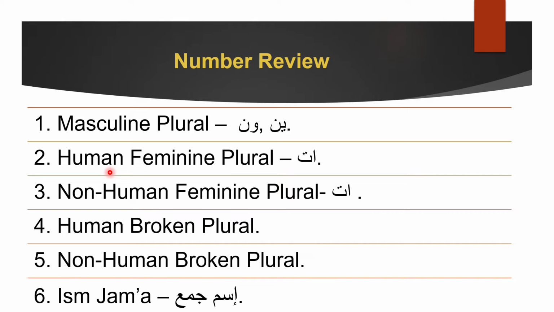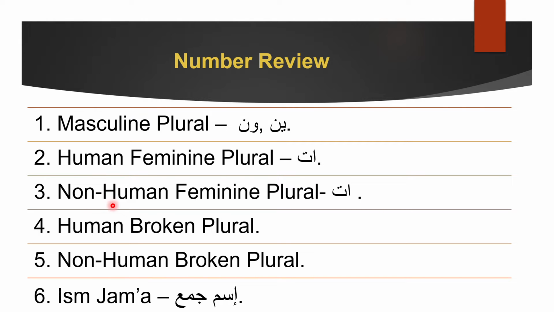Great. Next we come to human feminine plural, atun. This we learned from the Muslim atun chart again, and we learned the difference between human and non-human. In Arabic, human first of all means human beings and angels and then jinns. Non-human means animals and things. That's what we mean by human and non-human.